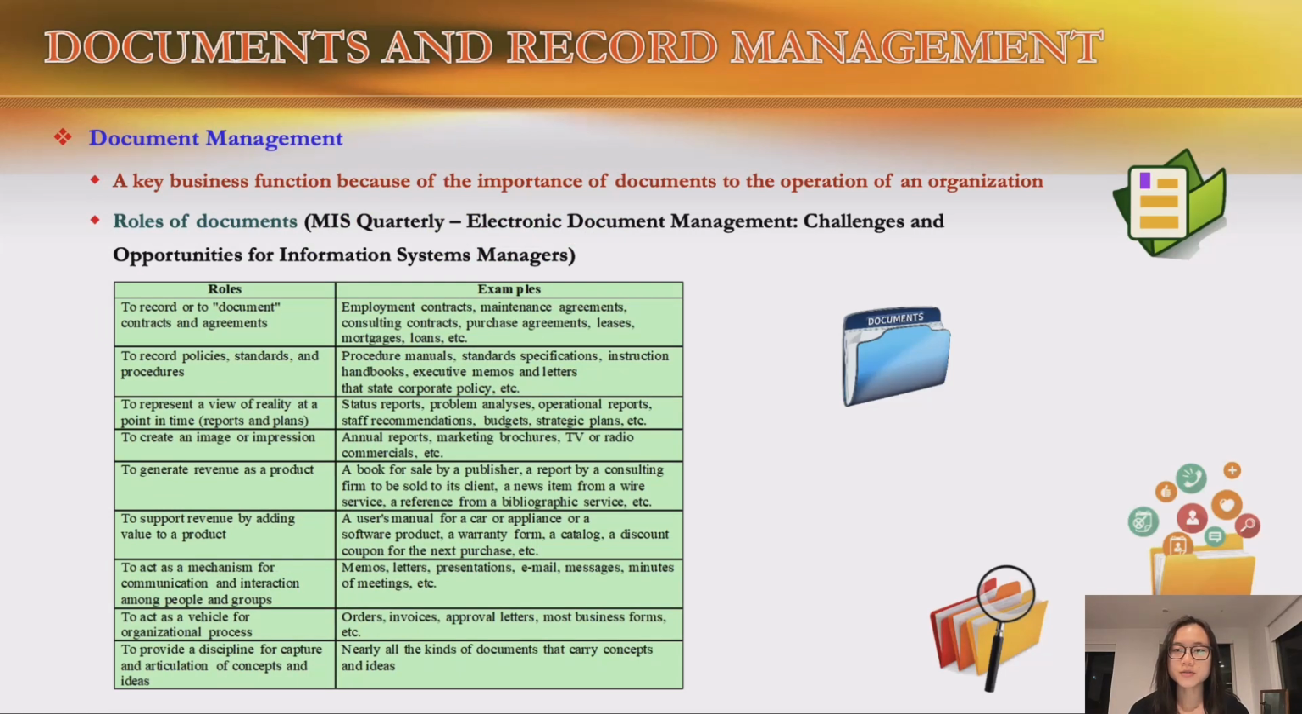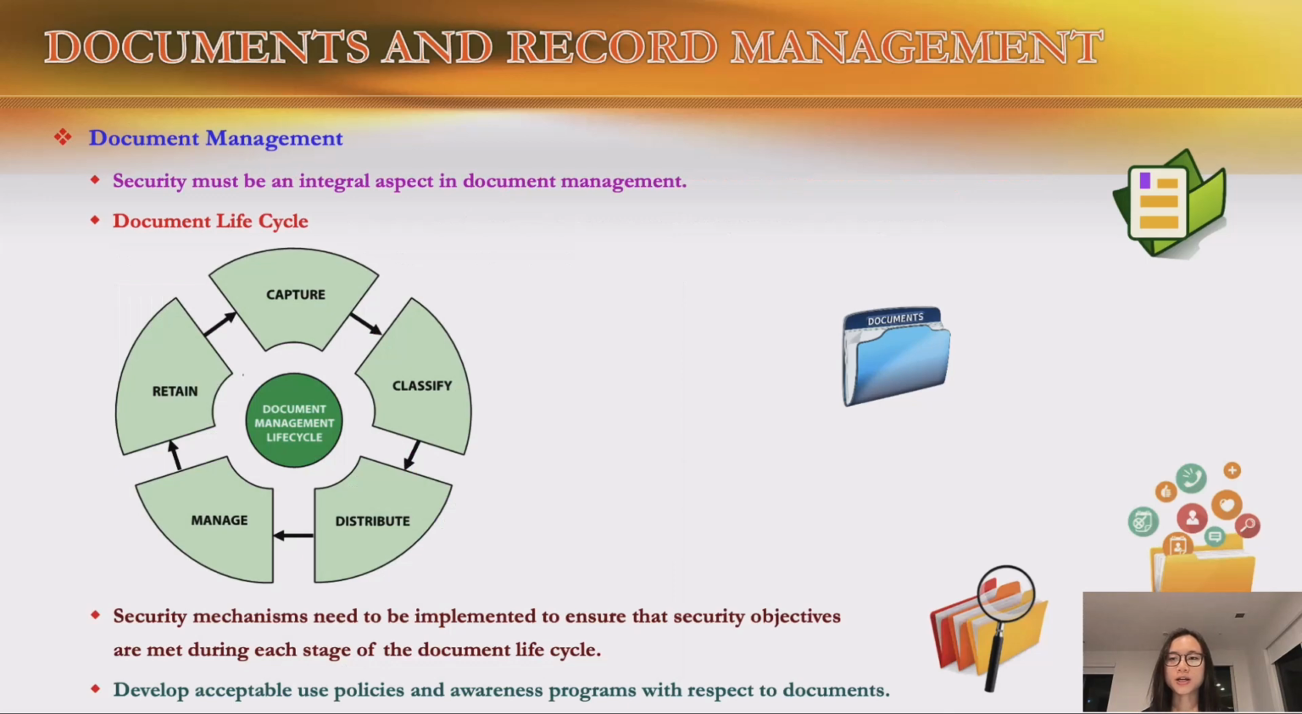Document management is a key business function because of the importance of documents to the operation of an organization. This table here on the slide lists some of the important roles and purposes of documents within the organization. Although the focus of document management and document management systems is on the ease of creation and use of documents, security must be an integral aspect. One key element is the management of the document lifecycle, which consists of 5 phases.